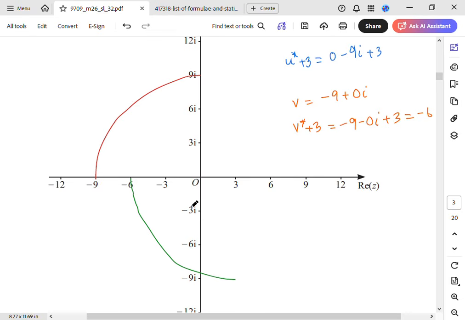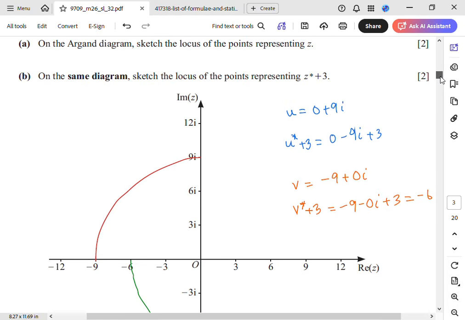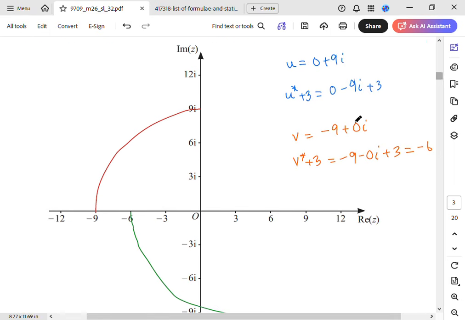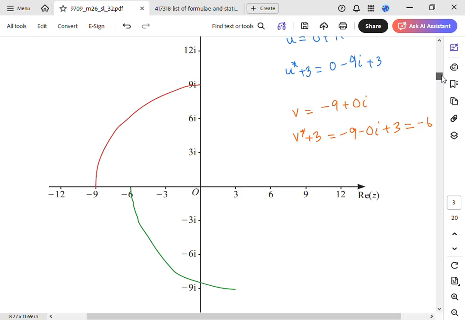Now, another way of looking at this is when you take the conjugate of any complex number, you are actually reflecting that complex number on the real axis. So originally the diagram was like this. So if you reflect it on the x-axis, you get something like this, right? You get the entire thing in the third quadrant, and then after you translate it by 3 units, it moves 3 units to the right. So this is your answer for part B. So the diagram that I've drawn with the red ink is part A. The diagram that I've drawn with the green ink is part B.